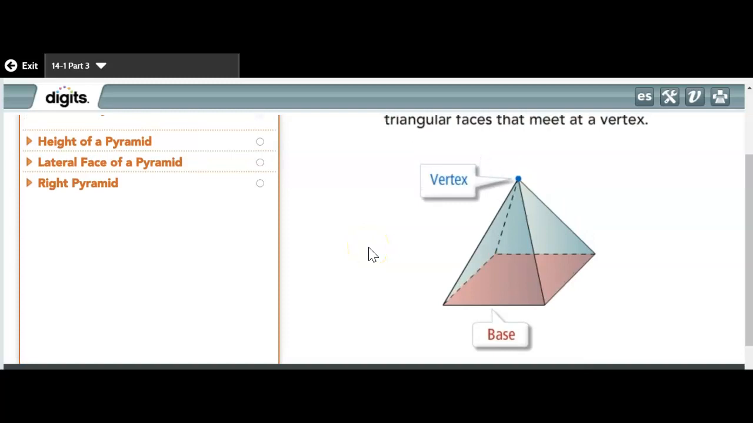Let's go back to, you name a pyramid from the shape of its base. The base is a square, and this is a pyramid, so it's a square pyramid. If this was a rectangle, it would be called rectangular pyramid. If it was a triangle, it would be a triangular pyramid. If it was an octagon, octagonal pyramid, hexagonal pyramid. Those are all examples.